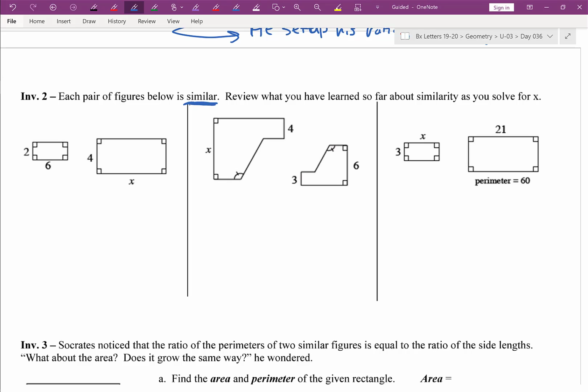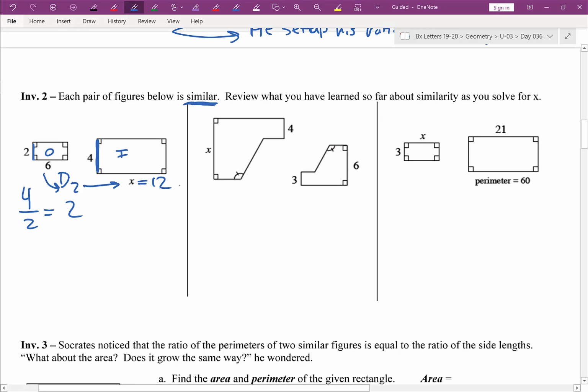All right, so the first one I'll do both ways. I'll do the scale factor. I'll pretend this is the image. This is the original. I can see my image is 4, my original is 2. 4 over 2 is a scale factor of 2. So if I apply that logic, dilation of 2, pass 6 through it, x certainly needs to be 12.